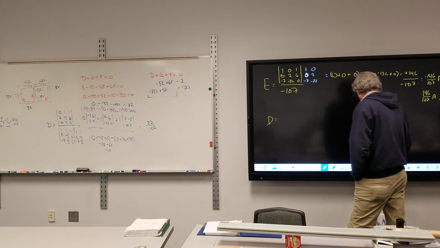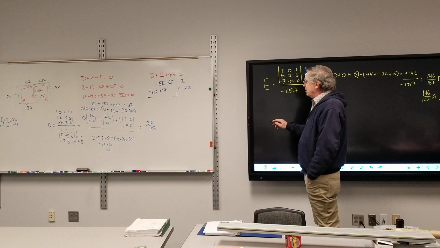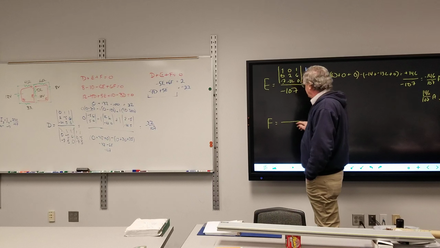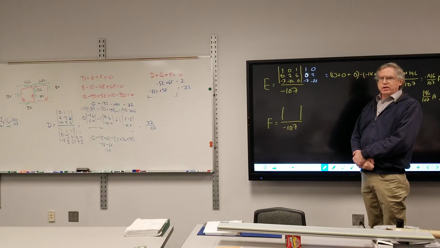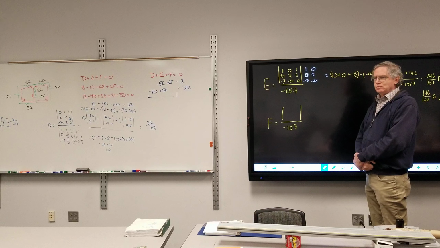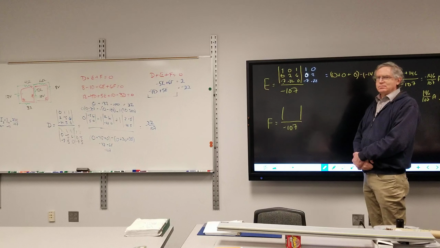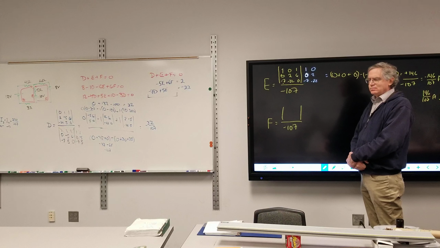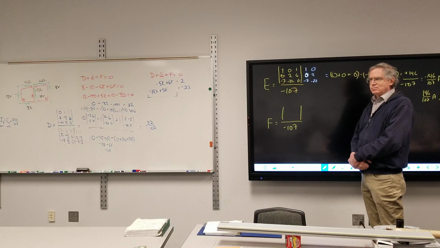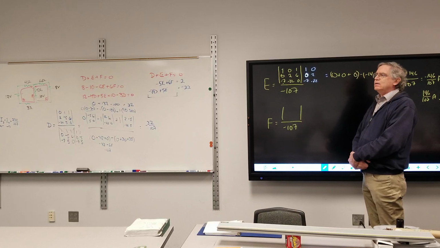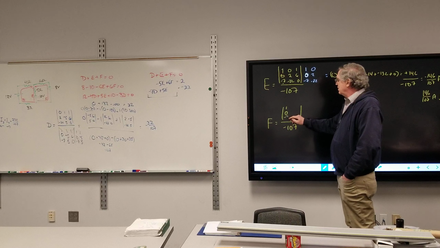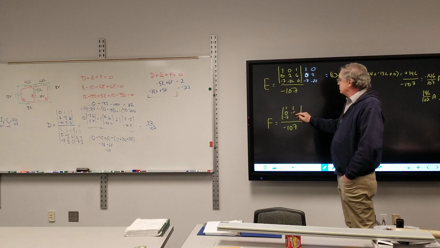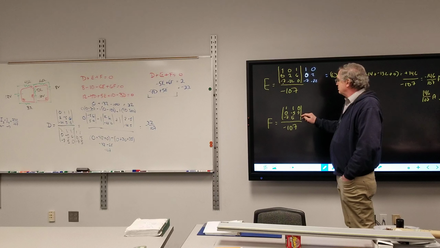We did D. F. Negative 107. And what is my numerator going to look like? What is the array? One, 0. Okay. 1, 0, negative 7. 1, negative 5, 5. 0, 2, negative 12, 0.